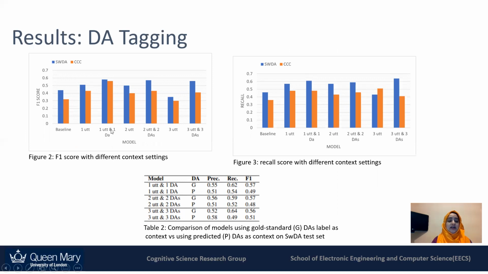And when further adding the dialogue act tag, it further improves the overall F1 score. Same is the case with the recall. Here overall it can be seen the Switchboard F1 scores are higher than the Carolina's corpus scores. At the bottom is the comparison of our model when we are using gold standard dialogue acts as a context, and when we are using the predicted dialogue acts as a context. We can see when we are using the gold standard dialogue acts, the F1 scores are higher as compared to when using the predicted ones. However, these can be improved when using longer sequences.